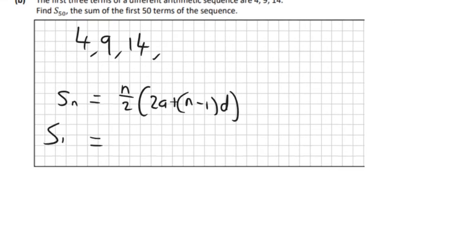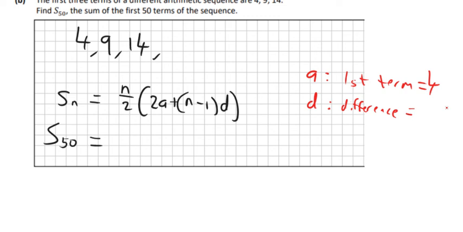So S_50. When we're filling them in, a is the first term, which is 4 in this case. d is the common difference. There's 5 between the numbers this time, they go up in 5s. And then n in this case will be 50 because we want the sum of the first 50 terms.